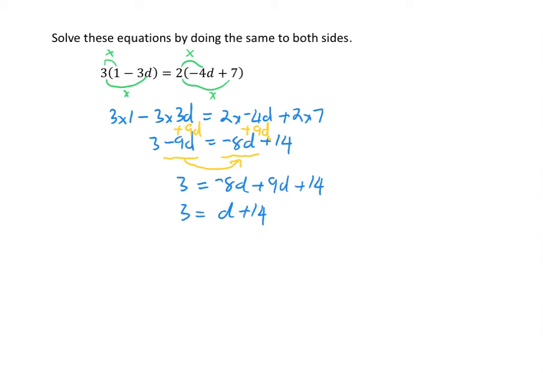To determine the value of d, I need to remove the plus 14. To do this, the inverse of adding is subtracting. So I need to minus 14 from both sides. So 3 minus 14 is equal to d. So negative 11 is equal to d. So the value of d in my original equation is going to be negative 11.